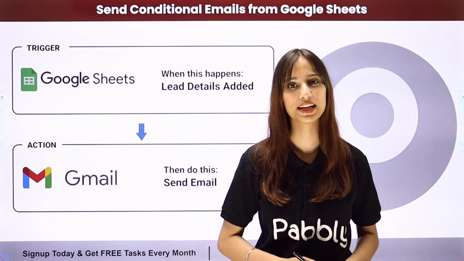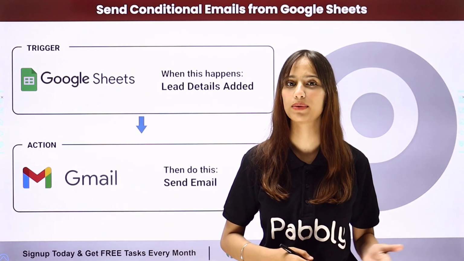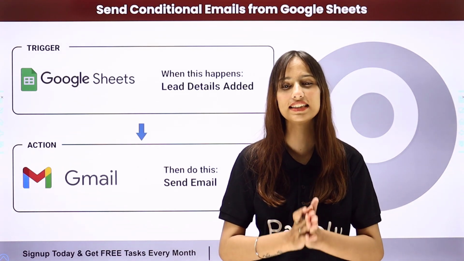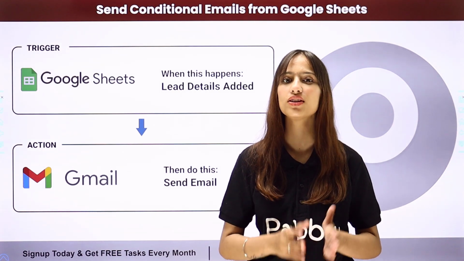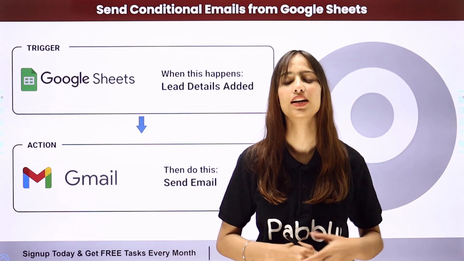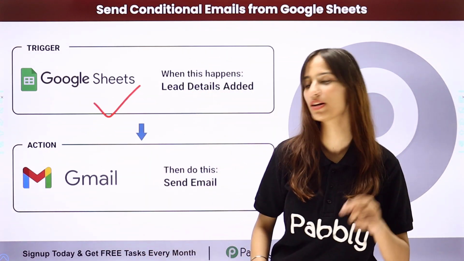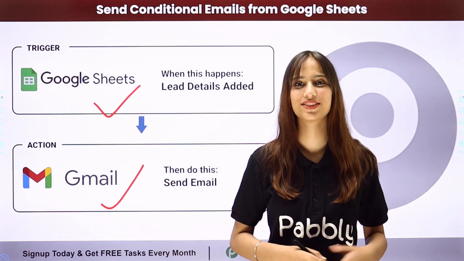To do this I need to build a connection between these two applications, for which I'm going to use Pabbly Connect. So my objective states that whenever I add the lead details in a Google Sheet with their respective preferences, based on that I want to send them an email. To do this, my trigger application will be Google Sheets and my action application will be Gmail. If you want to learn more about this, follow me through the screen.